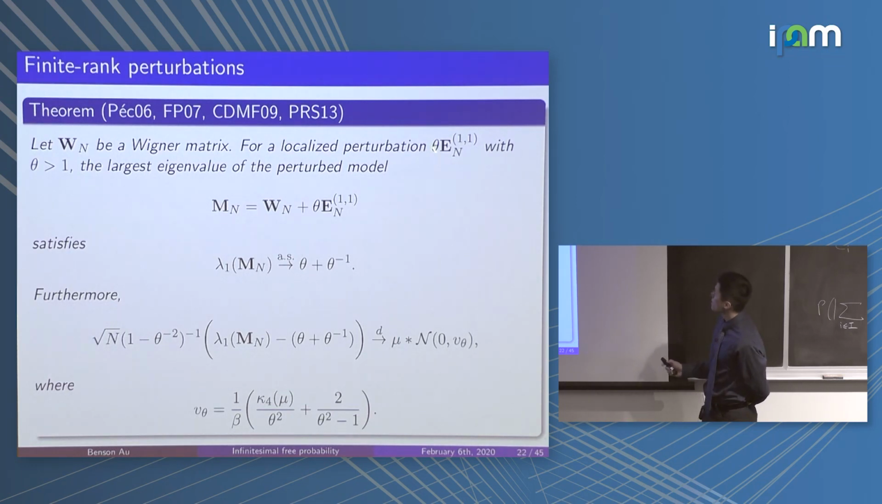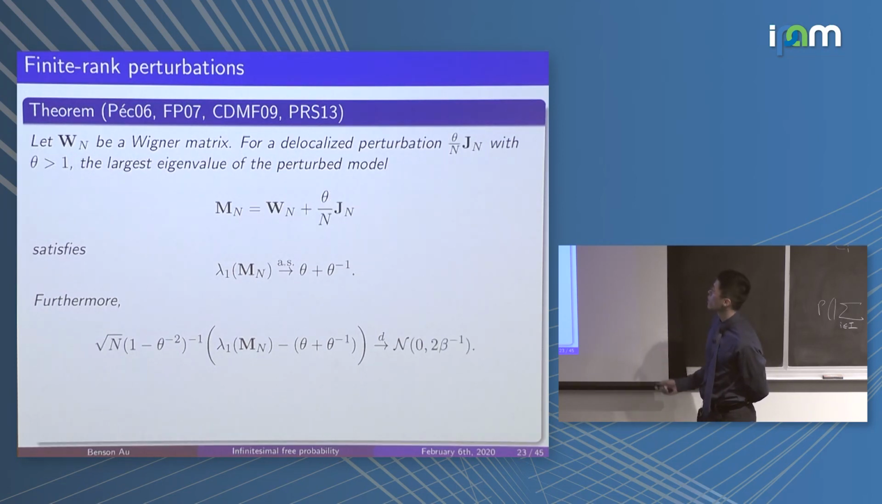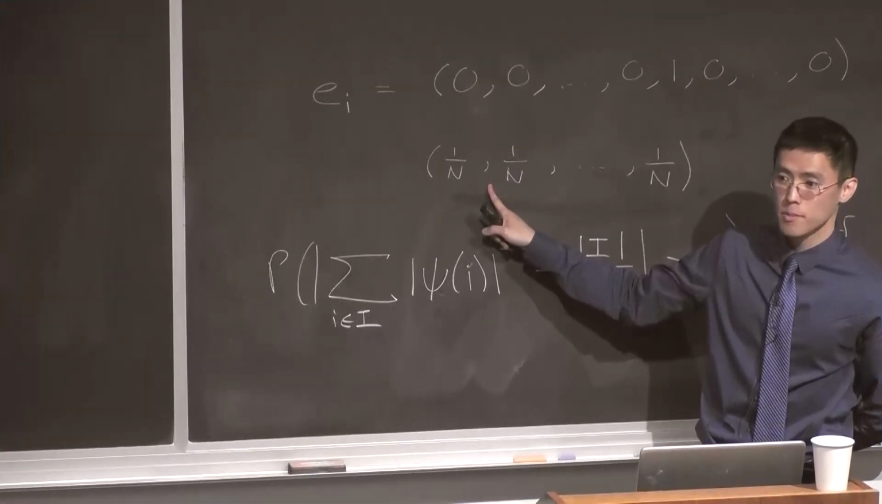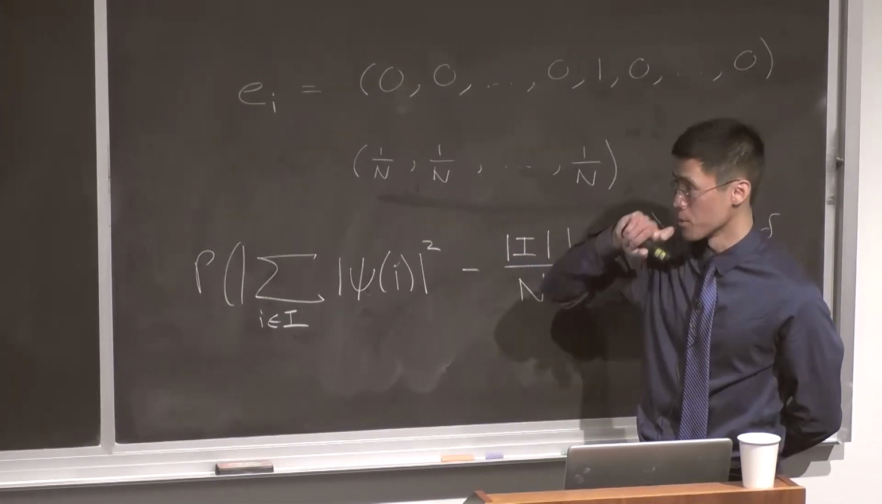On the other hand, you can consider a different type of perturbation. So instead of considering a localized perturbation, you could also consider a delocalized perturbation. So what's the corresponding result for that? Well, here's a delocalized perturbation. J_n is the matrix of all 1s. I'm scaling it by n, so that its eigenvalue will now be 1, and then I'm multiplying by theta, so its eigenvalue will now be theta. The non-trivial eigenvector associated to that matrix is this bottom guy, the vector of all 1 over root n's.